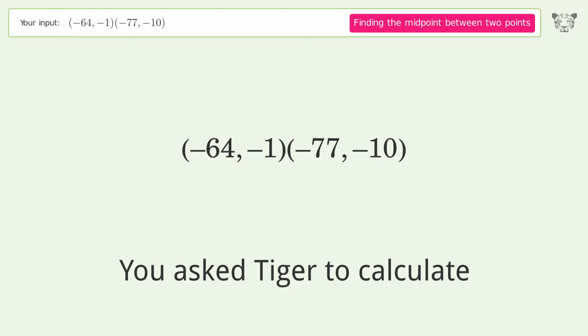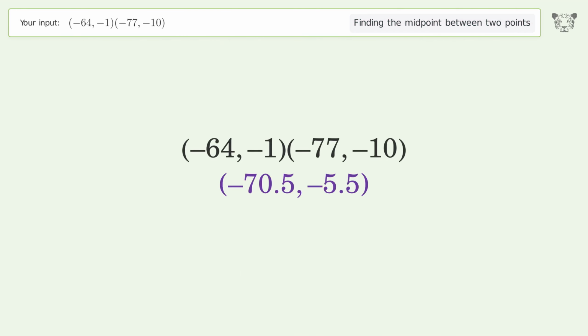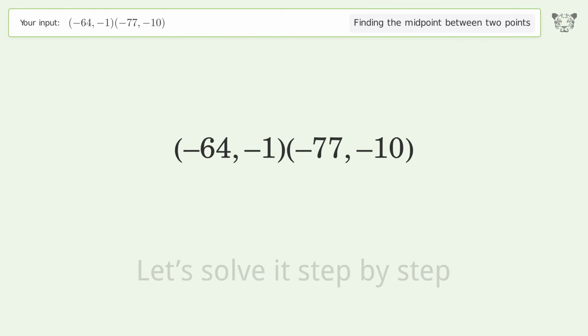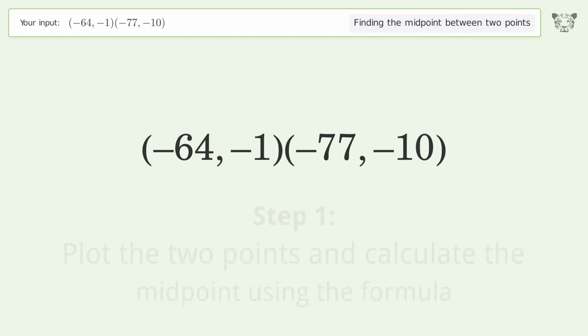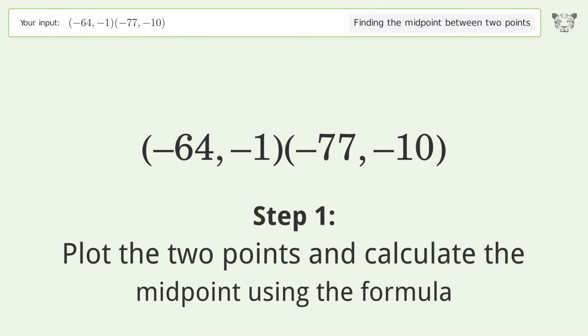You ask Tiger to calculate. This deals with finding the midpoint between 2 points. The midpoint between the 2 points is -70.5, -5.5. Let's solve it step by step. Plot the 2 points and calculate the midpoint using the formula.